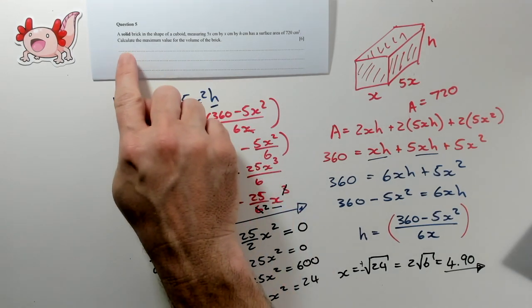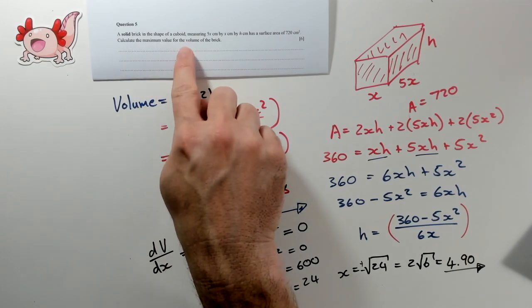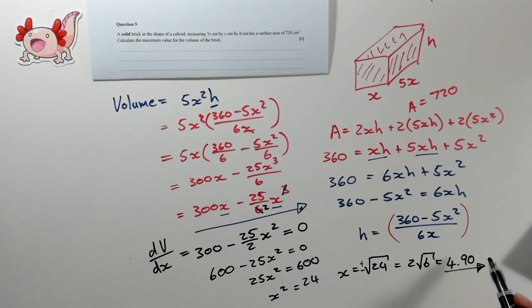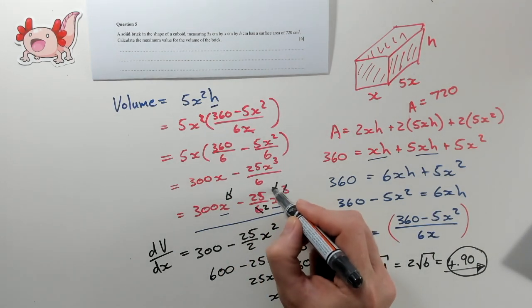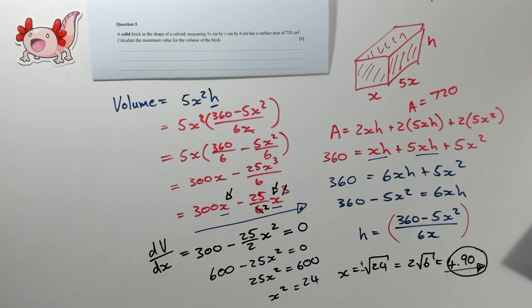But they said calculate the maximum value of the volume of the brick. So now I just have to take this number and sub it in there. That's just a basic calculator trick. Once you've put that in your calculator, you get a number like 979.80, and our units are cubic. Yeah, it is volume, so cubic centimeters.